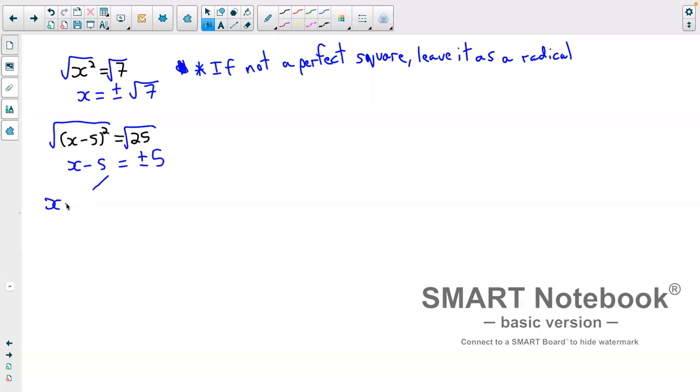So we'd have x minus 5 equals positive 5. We will also have x minus 5 equals a negative 5. In the first case, move 5 to the other side, so we have x is equal to 10. In the second case, we'll do the same thing, but we get x is equal to 0.